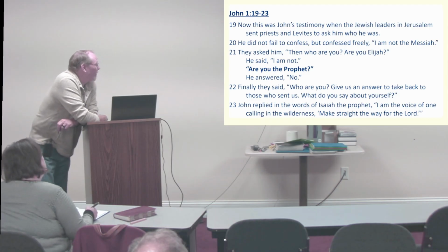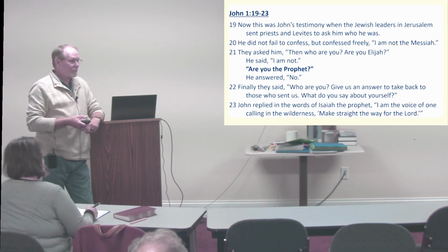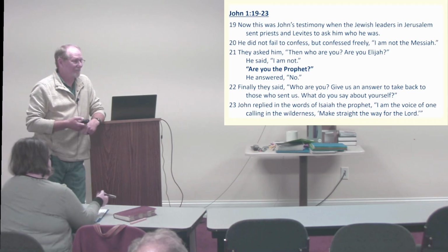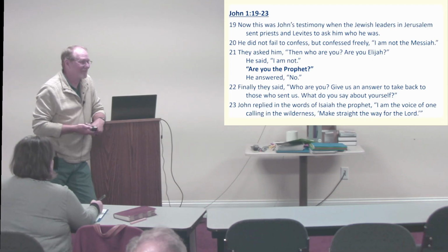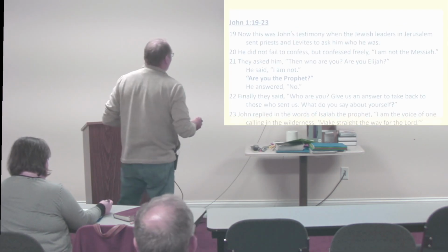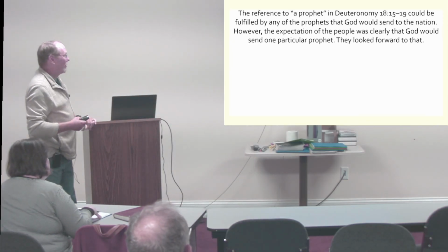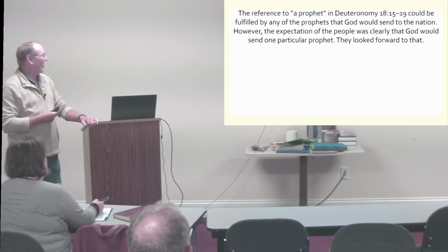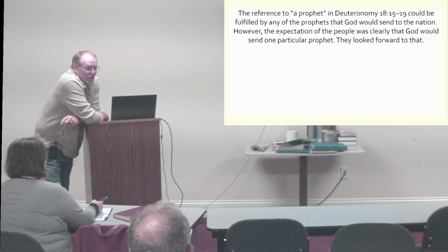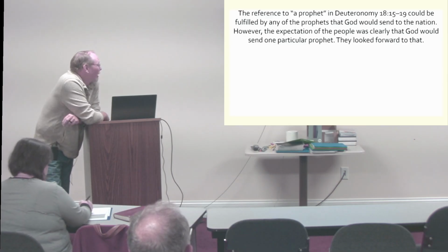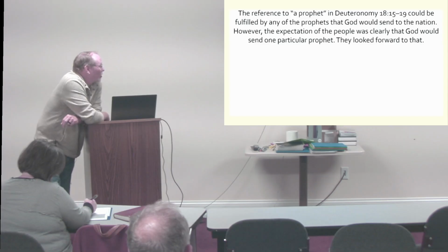So who is this prophet that John is talking about? The Deuteronomy 18:18 prophet that was foretold to come. And it's ultimately Jesus. Now, the reference to a prophet in Deuteronomy 18:19 could be fulfilled by any of the prophets that God would send to the nation. Is that feasible? However, the expectation of the people was clear that God would send one particular prophet. They looked forward to that.